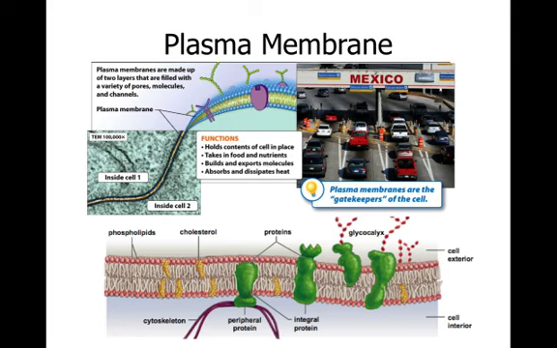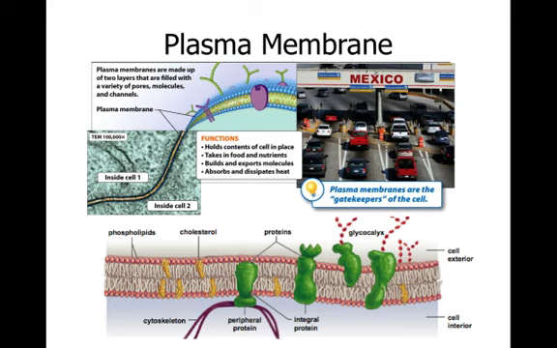And so the picture here on the right with the border here to Mexico is just saying that our plasma membrane is kind of the gatekeeper of the cell. So you can think of it as being the wall, like a big wall around the Vatican, or a big wall between two countries. And that here, where the cars are moving from one side to the other side, so from the outside of the cell to the inside, or vice versa, those would be the proteins, where we would allow things to be moving in and out.